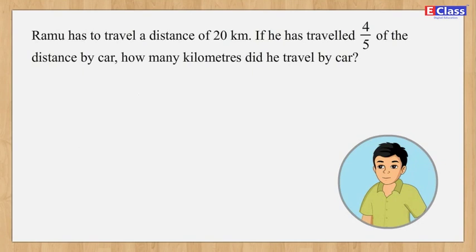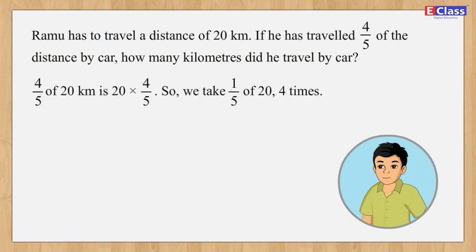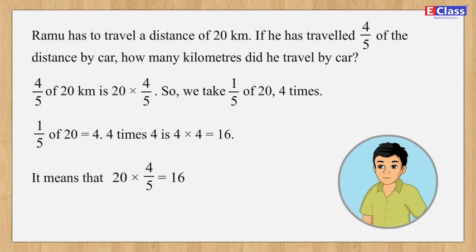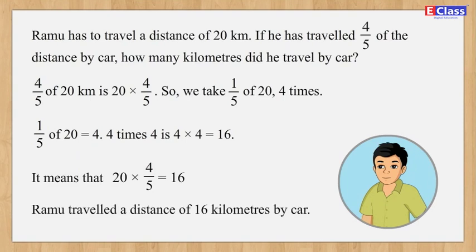Ramu has to travel a distance of 20 kilometers. If he has travelled 4 upon 5 of the distance by car, how many kilometers did he travel by car? 4 upon 5 of 20 kilometers is 20 multiplied by 4 upon 5. So, we take 1 upon 5 of 20, 4 times. 1 upon 5 of 20 is equal to 4. 4 times 4 is 4 multiplied by 4, which is equal to 16. It means that 20 multiplied by 4 upon 5 is equal to 16. Ramu travelled a distance of 16 kilometers by car.